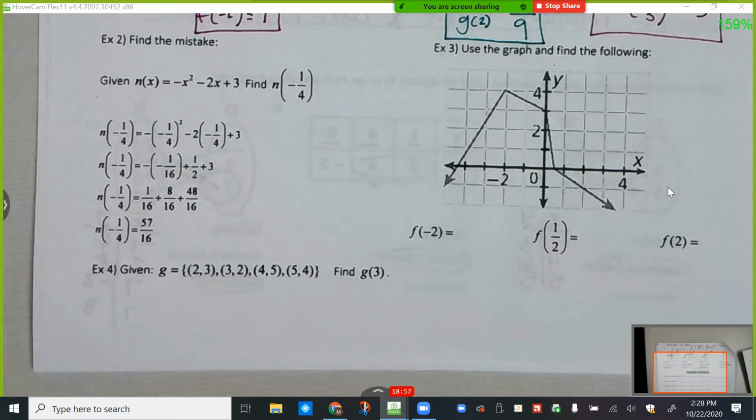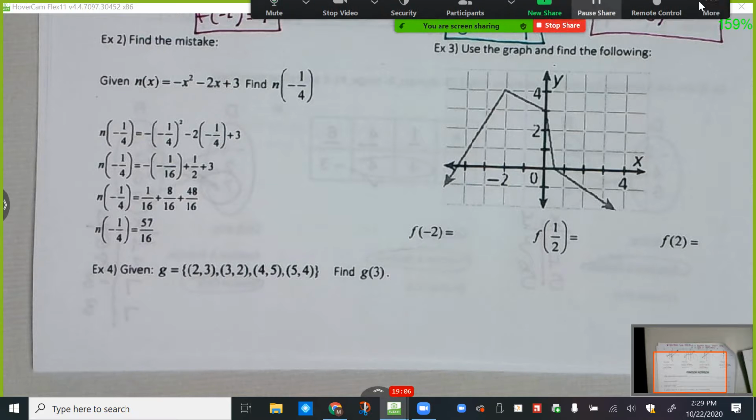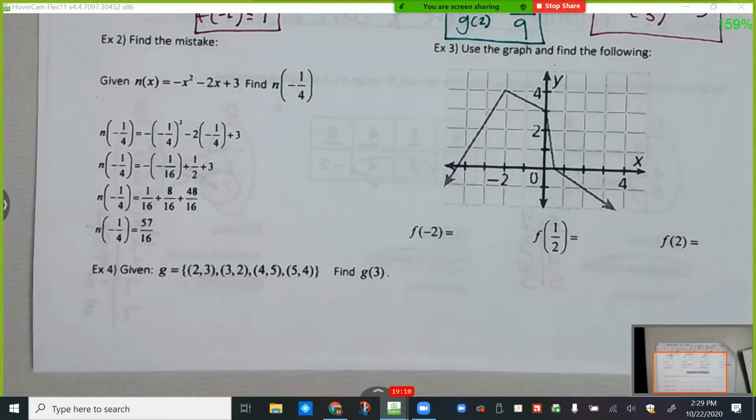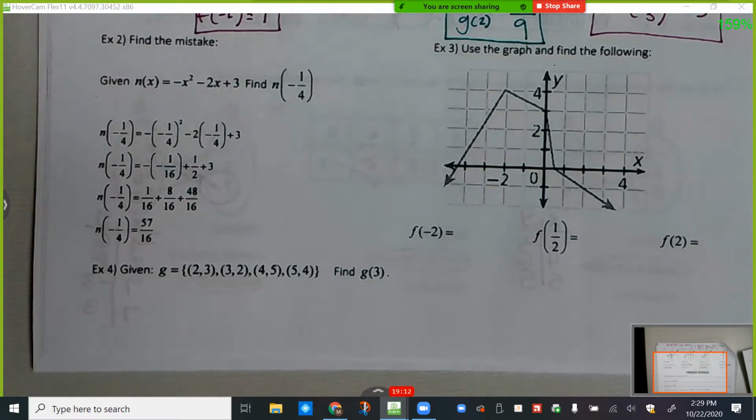That's like mom slang. Okay, I want y'all to look at example 2, and I want to see if you can find the mistake. I can make a mistake. I want to see if you can find the mistake. I found a mistake.